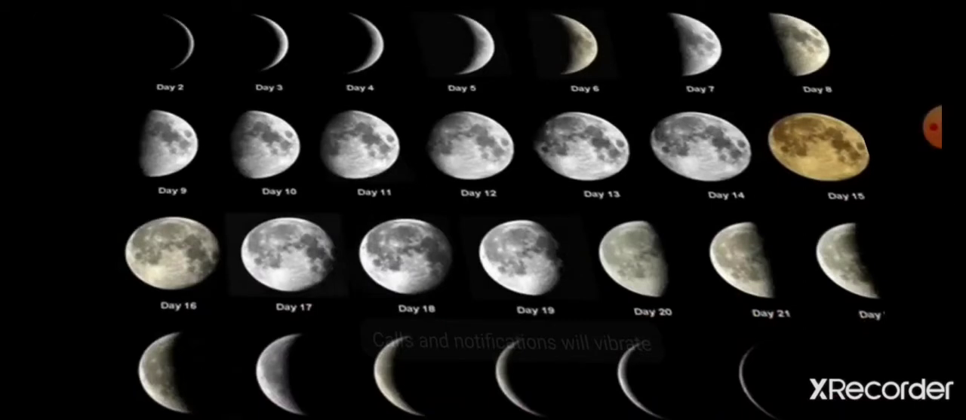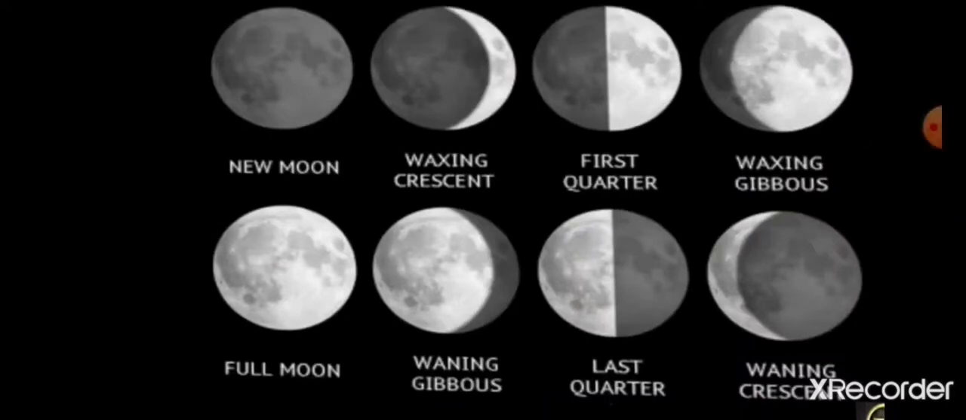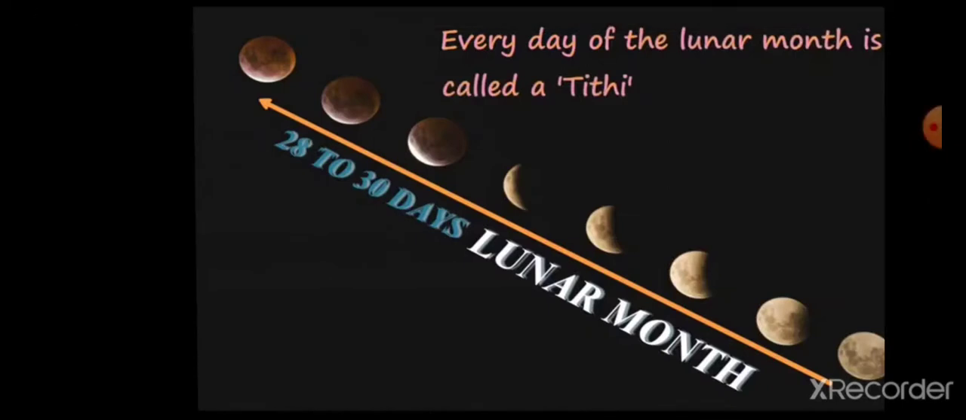In this slide, we can see phases of the moon from new moon day to full moon day. From the full moon to the new moon, the illuminated part of the moon seen from the earth becomes smaller and smaller. From new moon to full moon, it again grows bigger and bigger. These different shapes of the moon that we see are called phases of the moon. Every day of the lunar month is called Tithi.